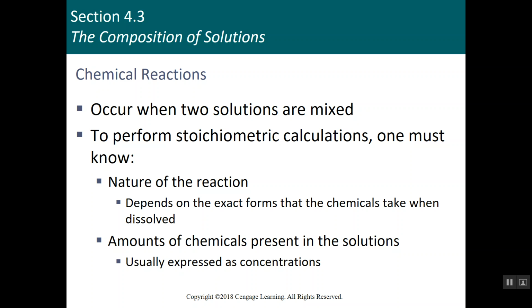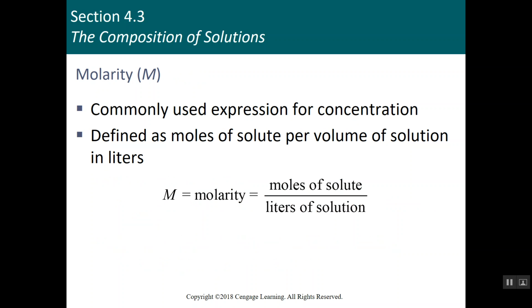So when two solutions are mixed, we can get a reaction to occur, and we can actually perform stoichiometric calculations with that. But anytime we did stoichiometry, if you'll recall, we had to know how many moles were in there first. And so we're going to use a concentration unit that indicates moles. The concentration unit we're going to use is called molarity. It's often indicated with a capital M, and it's just used to express a concentration. So for example, a 2 molar solution would be more concentrated than a 1 molar solution.